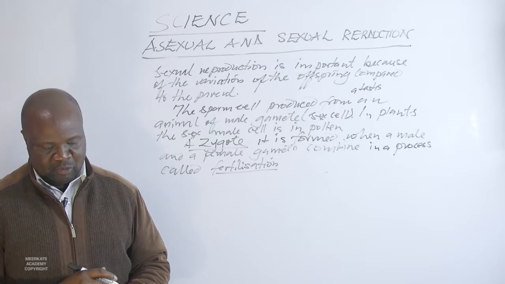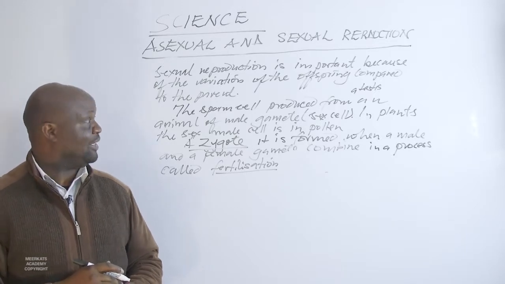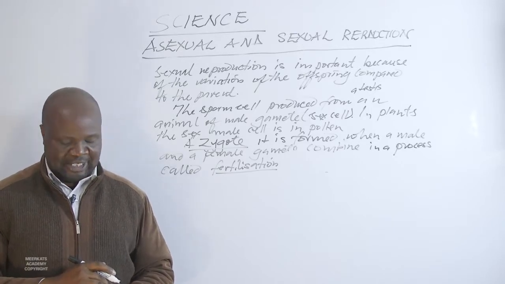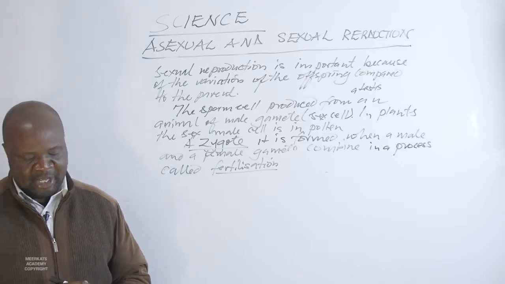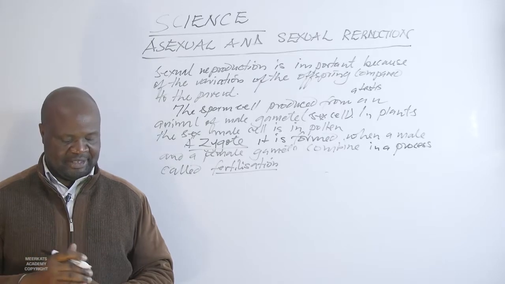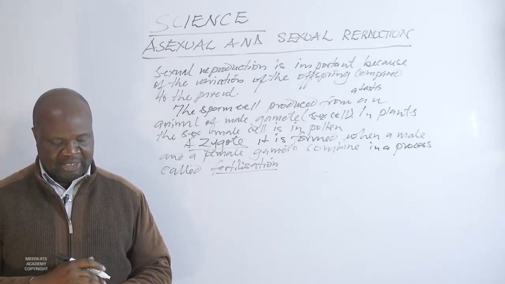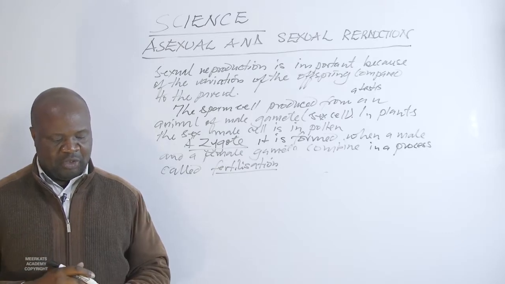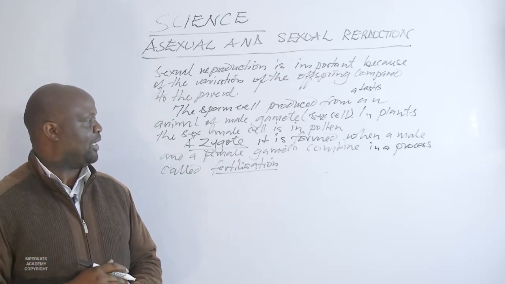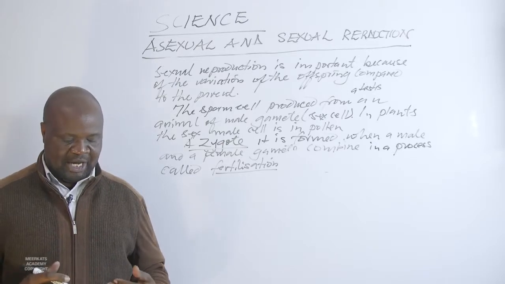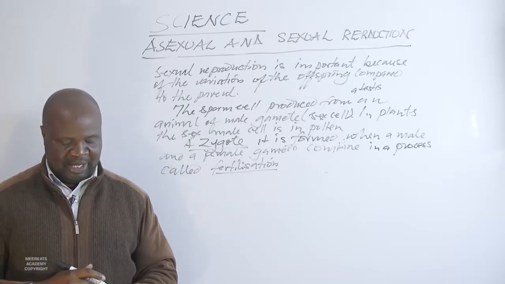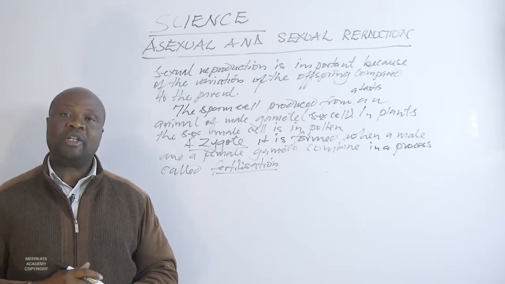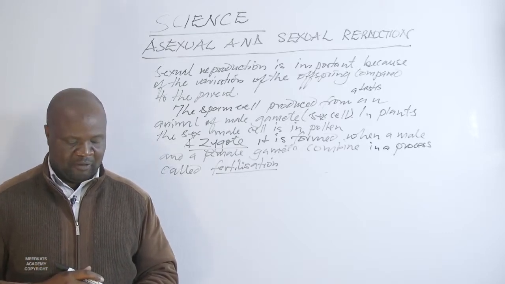Then another basic fact on sexual and asexual reproduction is that after fertilization, a plant embryo develops into a seed, while the ovary swells and becomes a fruit. We are saying after fertilization, the plant embryo develops into a seed while the ovary swells to become a fruit.